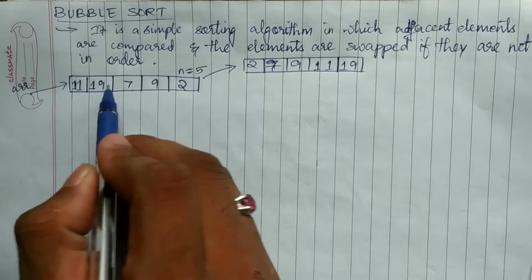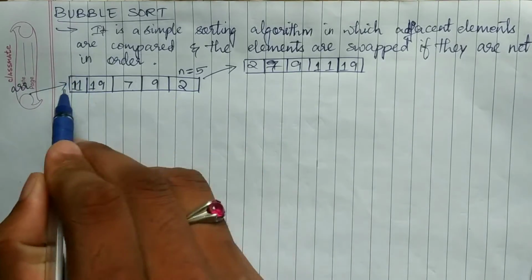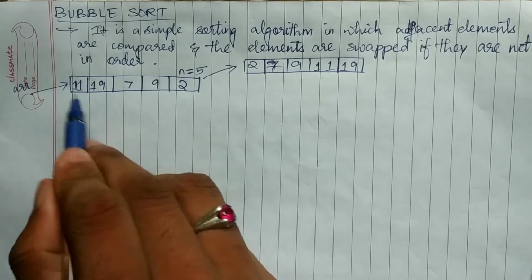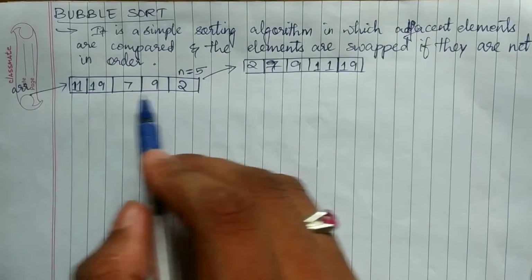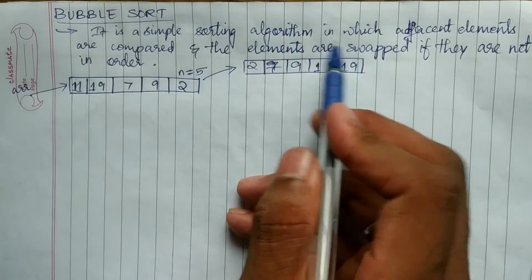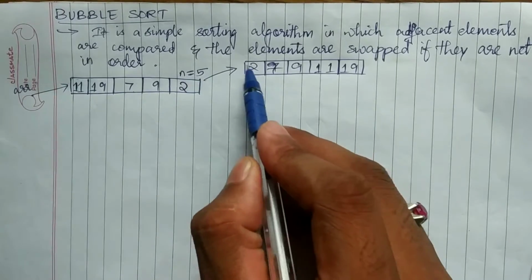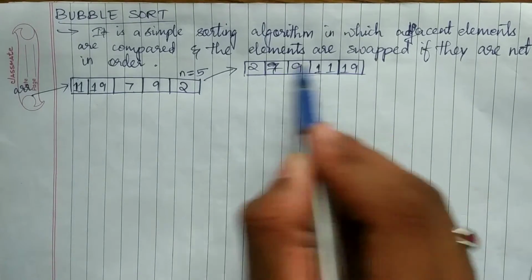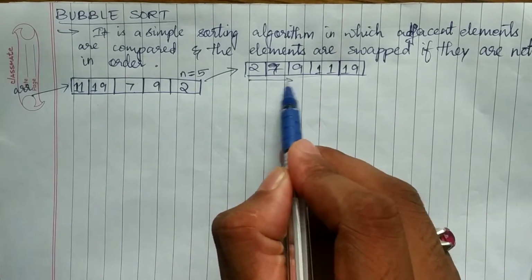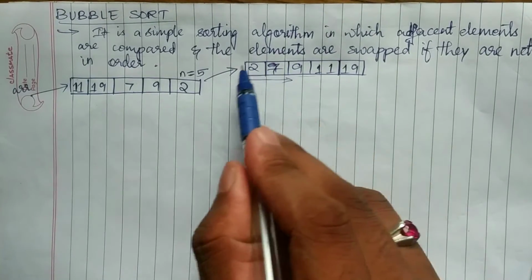Let's take an example. This is an array, input array, consisting of 5 elements. So n is equal to 5. So first of all, what is sorting? Sorting is a process in which the elements are arranged in increasing order. This is the sorted array.